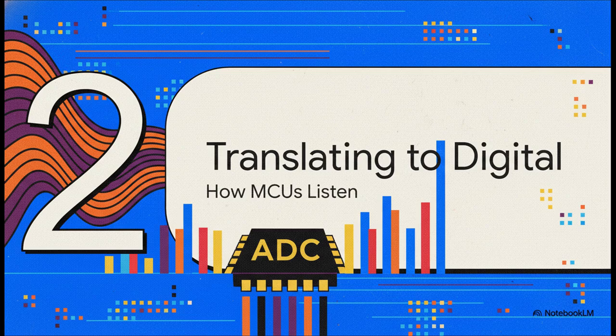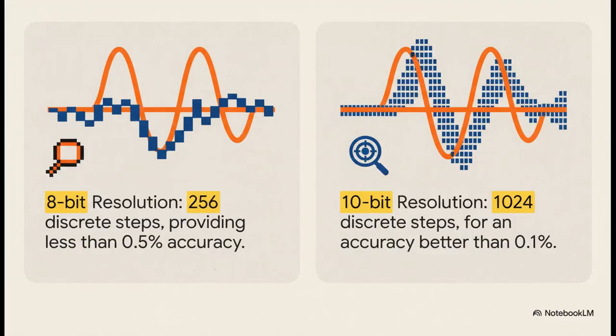The quality of this whole translation from analog to digital really hinges on one key factor: resolution. And that resolution determines just how precisely our microcontroller can see the original analog signal. Now this is where it gets really interesting. A small change in the number of bits makes a huge difference in accuracy. An 8-bit ADC, for example, divides a voltage range into 256 distinct steps. But just by going up to a 10-bit ADC, you get 1,024 steps. That's 4 times the precision.